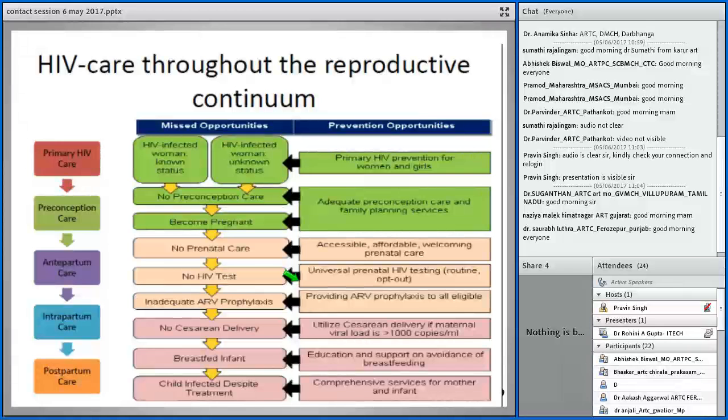We have an opt-out where the pregnant lady can opt out of testing HIV. We should actually be removing that opt-out option. Providing ARV prophylaxis to all eligible babies. Utilize cesarean delivery if maternal viral load is more than 1000 copies. Avoidance of breastfeeding as per US guidelines, and a comprehensive service for mother and infant. These are US guidelines.